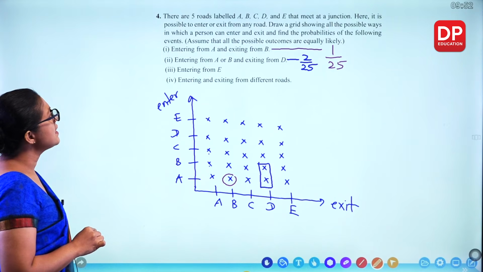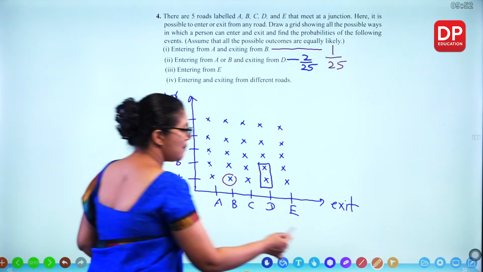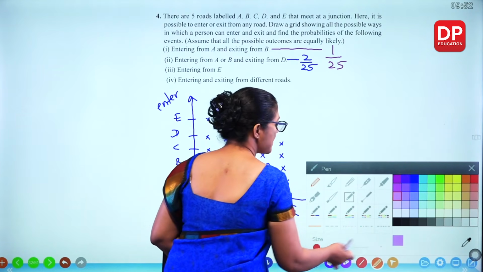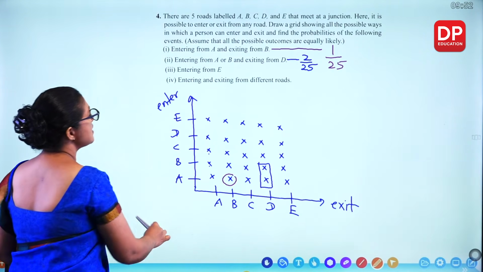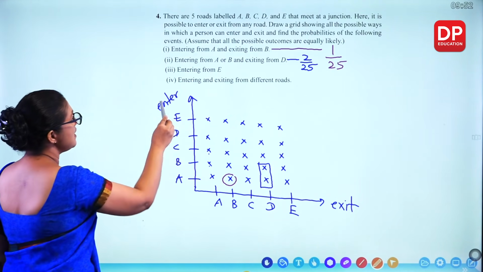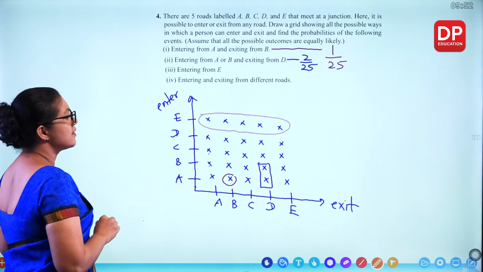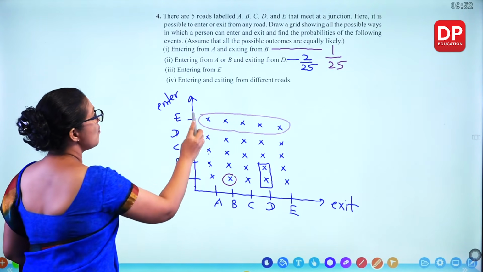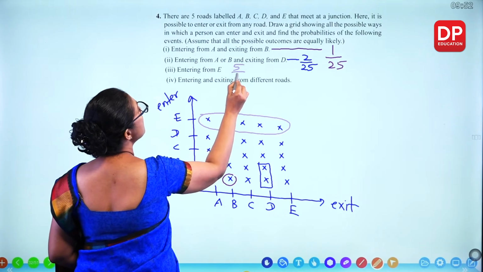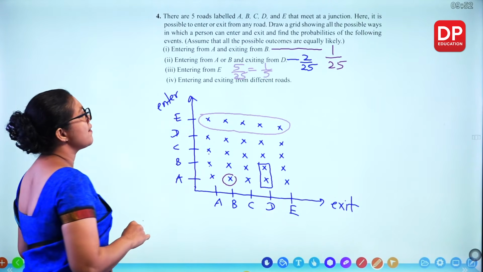Then the third part, entering from E. Entering from E means nothing is mentioned about the exit, so you can take this whole part. So what's the probability? 1, 2, 3, 4, 5. 5 out of 25. When you simplify, you get 1 over 5.